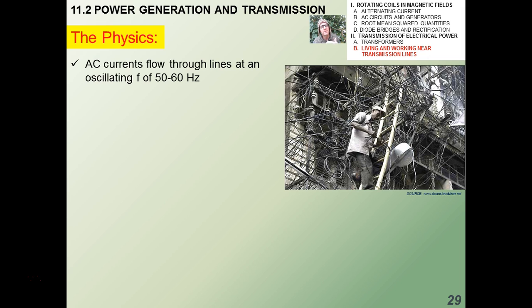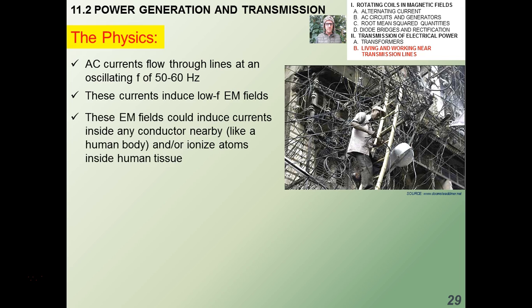Now here's the physics. We have alternating currents flowing through, oscillating 50 to 60 times per second. These currents induce low-frequency electromagnetic fields, and it's thought that these electromagnetic fields could induce currents inside any conductor nearby. In fact, that does happen. The question is, when you consider the human body as a conductor, is it possible to ionize atoms inside the human tissue? Because after all, that's what causes cancer.